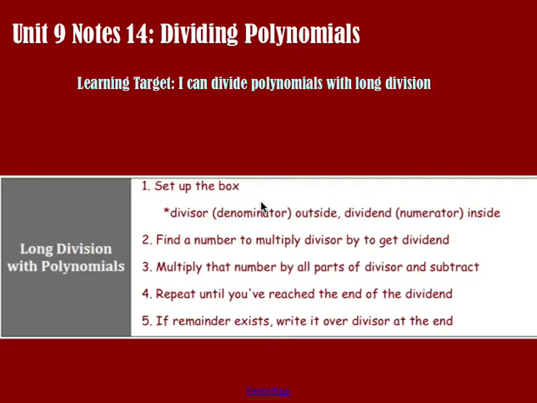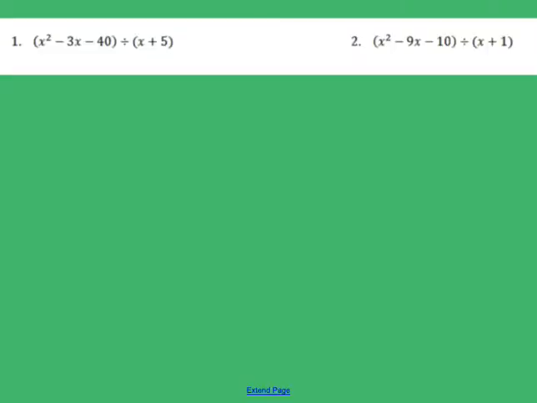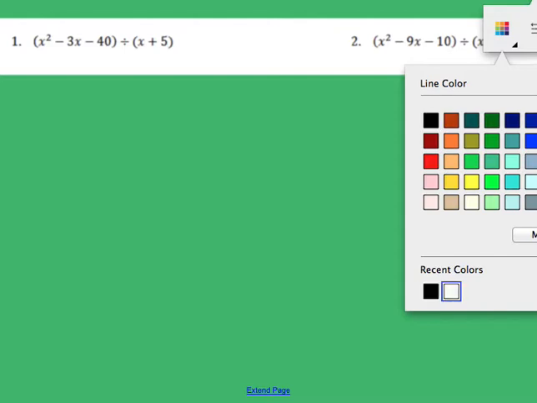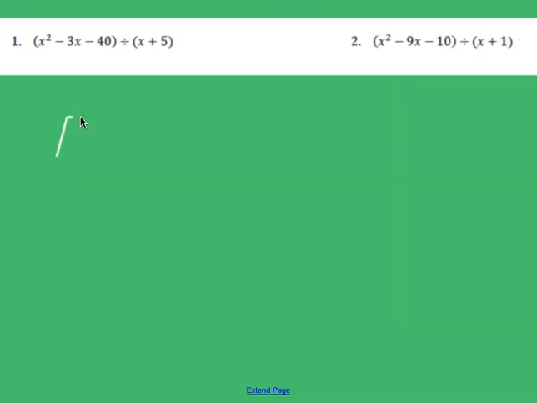So I know that sounds really confusing, but I think it'll start making more sense when we actually put it into practice. So let's do that. So what we're going to do here is we are going to set up the box. Okay, so what goes underneath, here's what it's going to look like. Just like long division, we're going to have x squared minus 3x minus 40 underneath, because that's what we're dividing. And on the outside, we're going to have what we're dividing by, which is x plus 5.